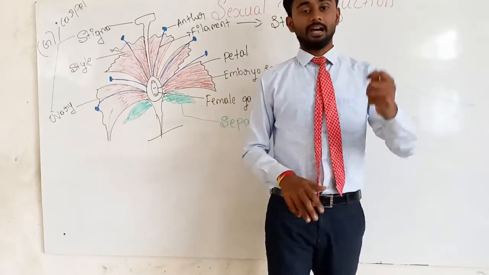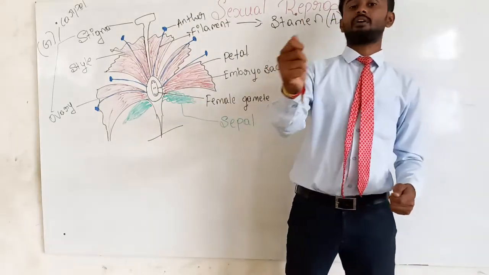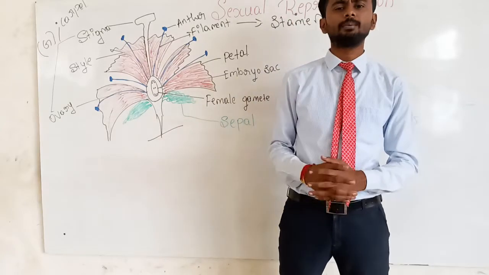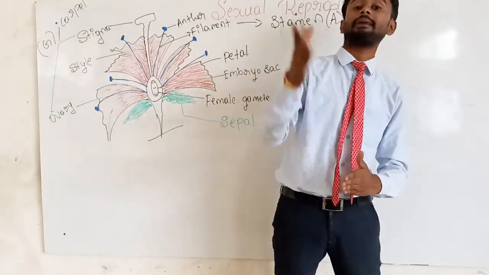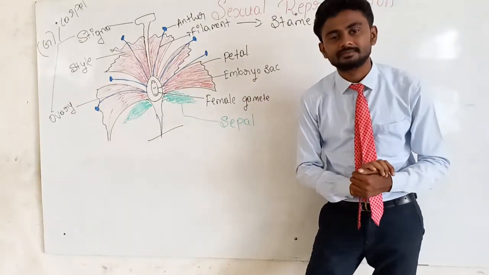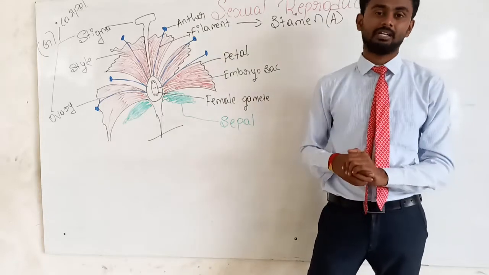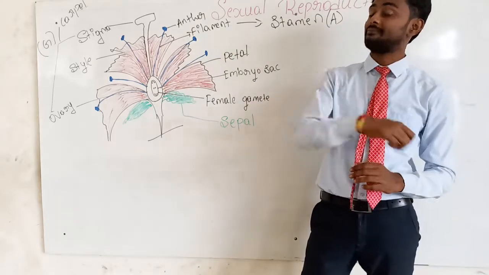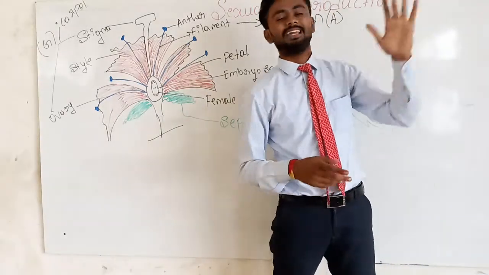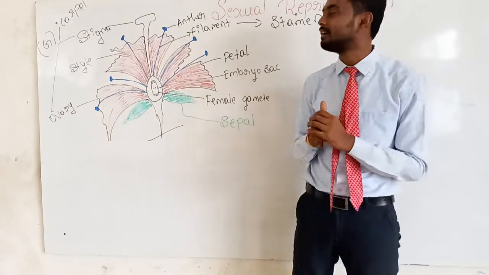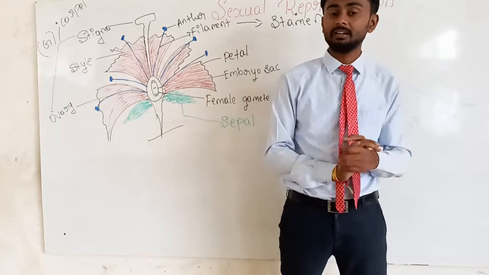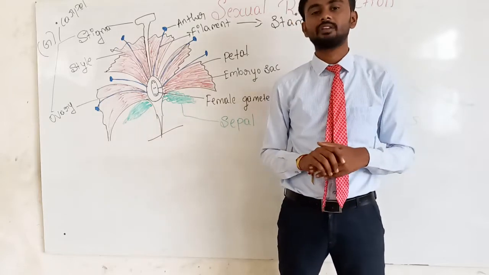If a flower has both types of gametes, for example both male and female gametes, that is a bisexual flower. Clear? If a flower has both male and female gametes, that is known as what? Bisexual flowers. Clear all of you?